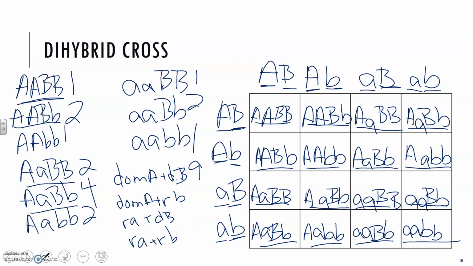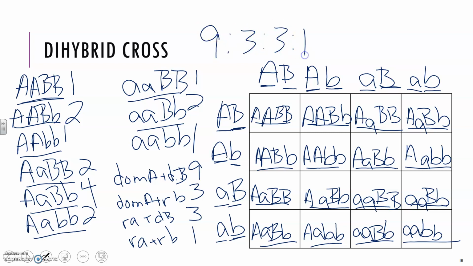Now let's look at dominant A, recessive B. We have one here and one here. So that's a total of 3. Now recessive A, dominant B, here and here. That's another 3. And then recessive is just 1. So this is where you get that 9 to 3 to 3 to 1 phenotypic ratio. Okay, so we went through our genotypic ratio first, and then we went through our phenotypic.